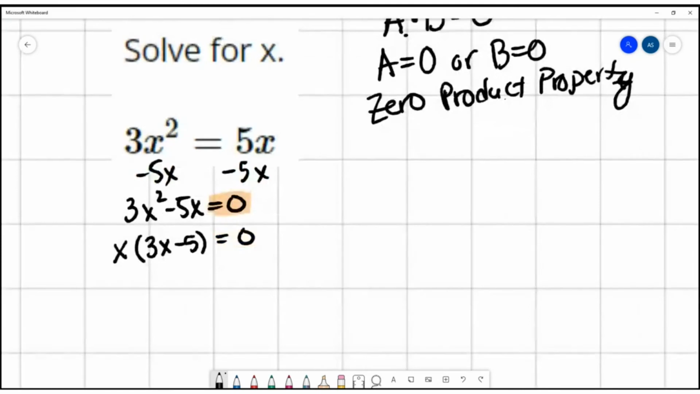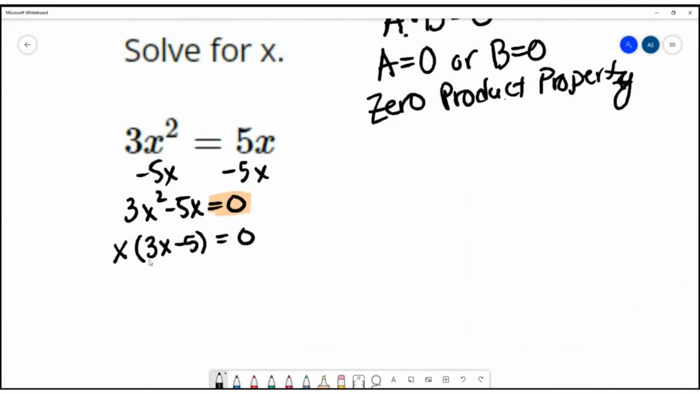Once you've got it factored completely, you have two numbers multiplied equal to 0, so one of them must be 0 by that zero product property. X equals 0 or 3x minus 5 equals 0. X equals 0 or x equals 5/3. Solving for x, we've solved the equation 3x squared equals 5x. We have solutions of 0 and 5/3.